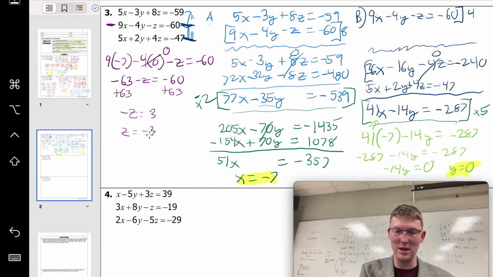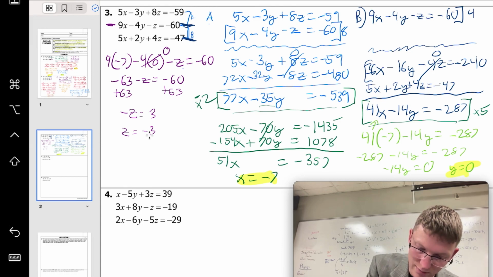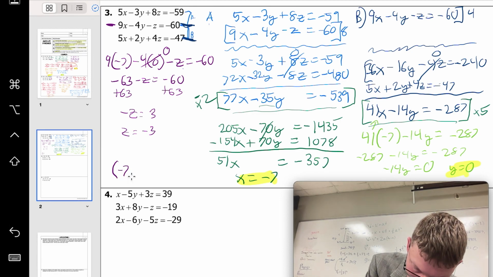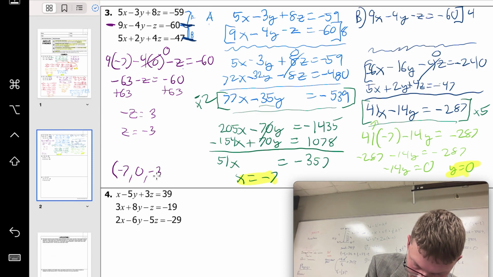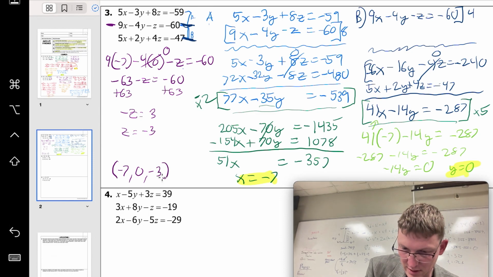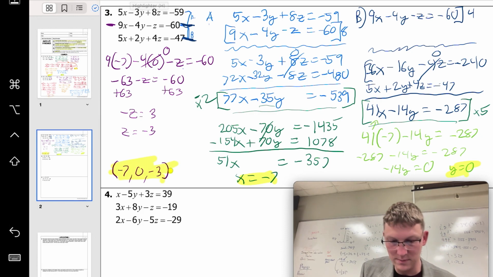Done. Z equals negative 3. So our actual answer, we should have been doing this the whole time, but it's not that big of a deal as long as you highlight or circle your answers. I don't care that much. But to put them in an ordered pair, negative 7, our y's go in the middle, 0, negative 3. This is our officially correct answer.